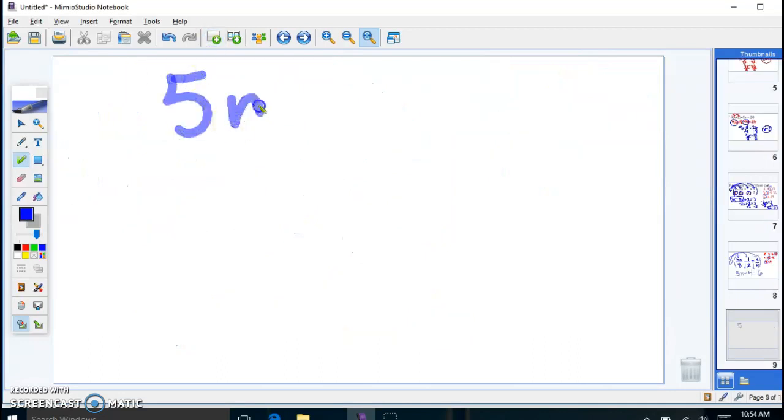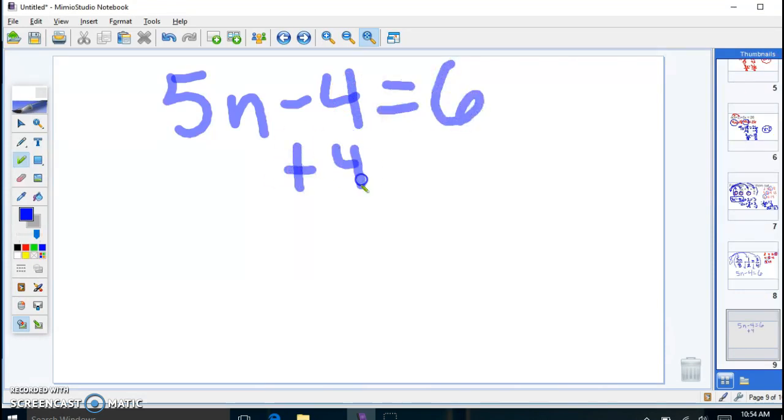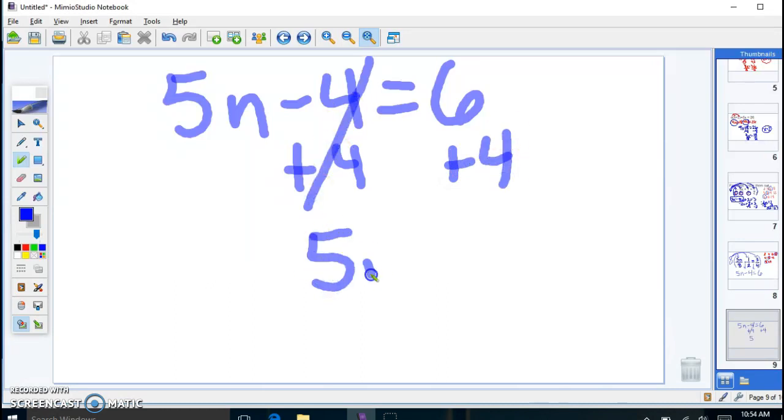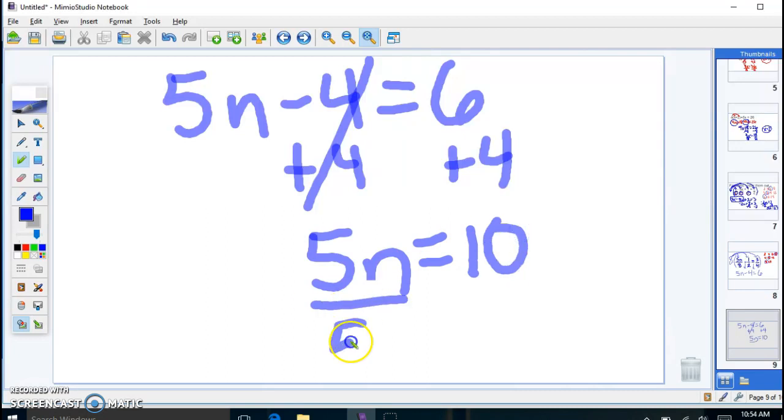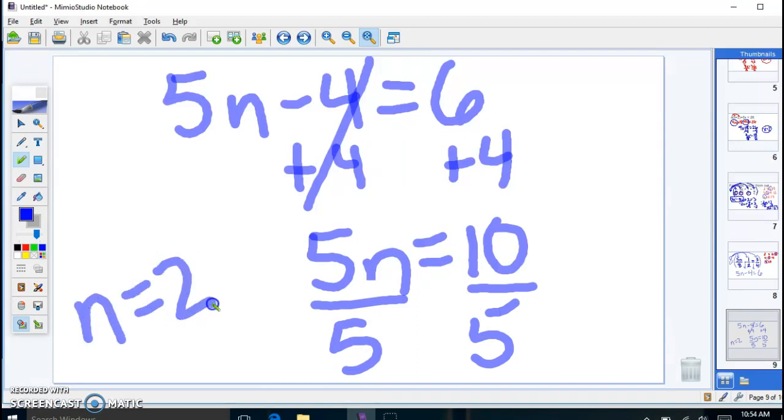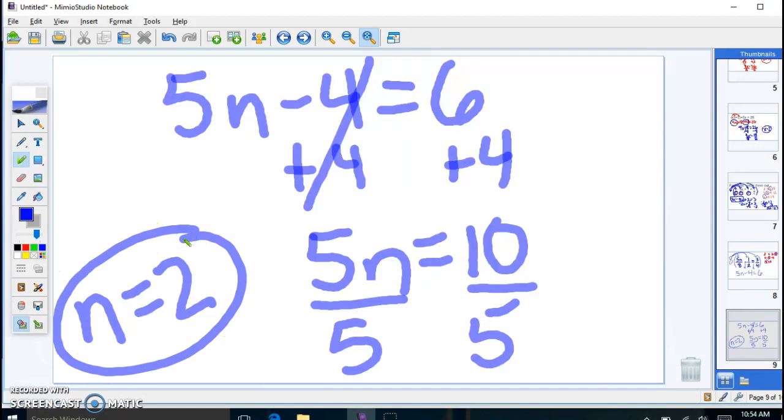5n minus 4 equals 6. We're going to start off by adding 4 to both sides of the equation. That cancels. We're left with 5n equals 10. Divide both sides by 5. And you'll see that n is equal to 2. And you're done.